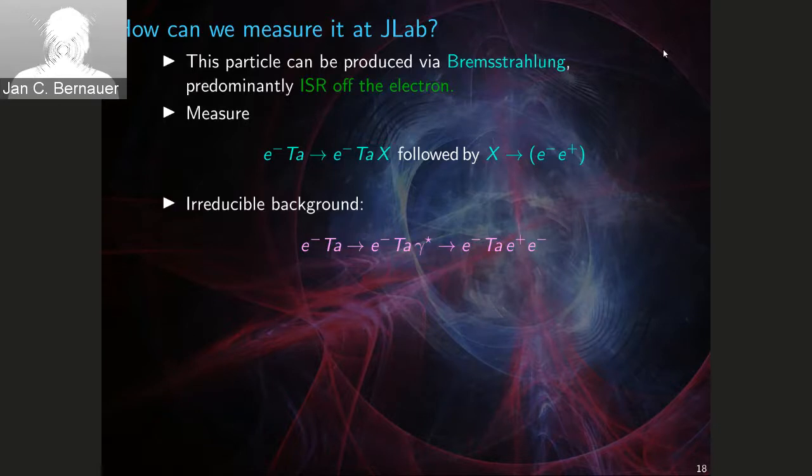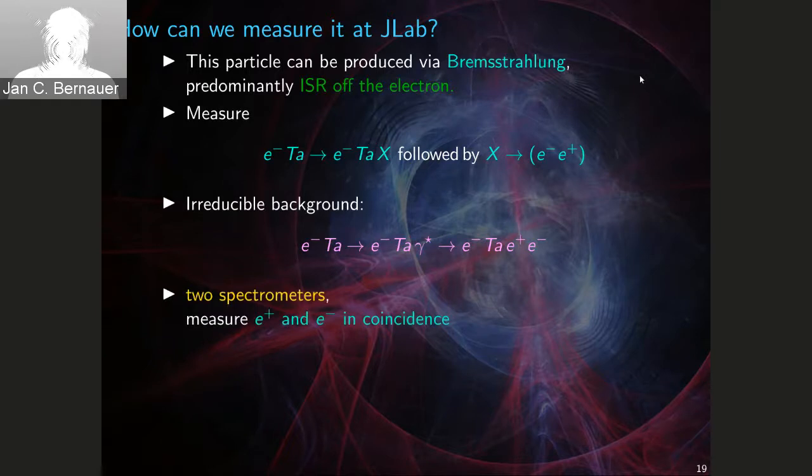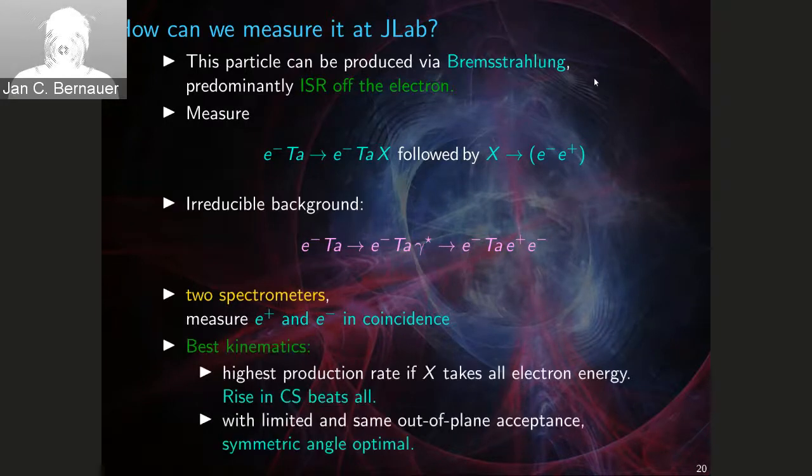We'll see that it's actually not the most problematic background. So it's a bump hunt. You measure the two, it's two spectrometers. You measure the e plus, e minus pair in coincidence. And if you think about the kinematics, you can assume that you get the best cross-section if the particle takes away all of the energy of the electron, so that the electron-tantalum scattering essentially happens at Q square equals zero, then the cross-section is just enormously bigger than anything else. So that's the dominant way to produce this. And if you have some limits in your acceptance and it's the same between the two spectrometers, it's easy to see that the symmetric angle is optimal from this perspective.